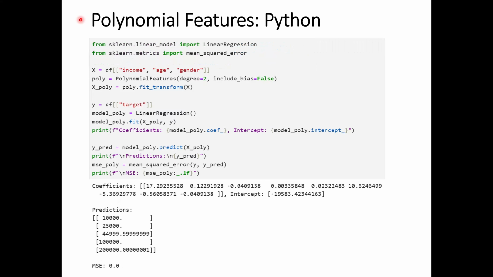We can easily use polynomial features in linear regression, as shown in this example. Here we first generate the polynomial features and then use them to build a linear regression model, which in this case is called polynomial regression. Note that for making predictions, we must also use the new features, not the original ones. The mean squared error in this case is 0, meaning the model perfectly fits the dataset using the polynomial features.